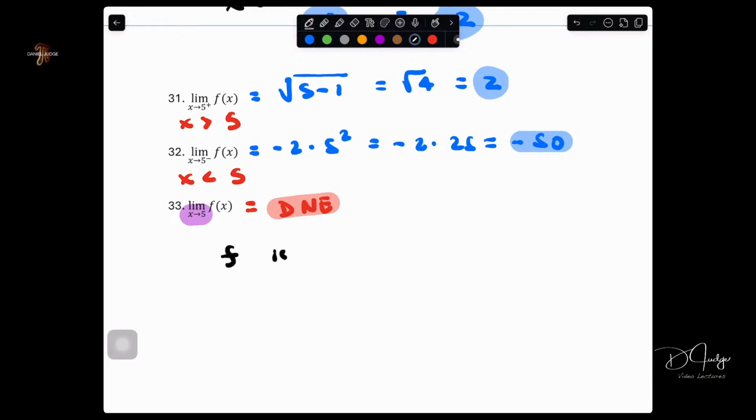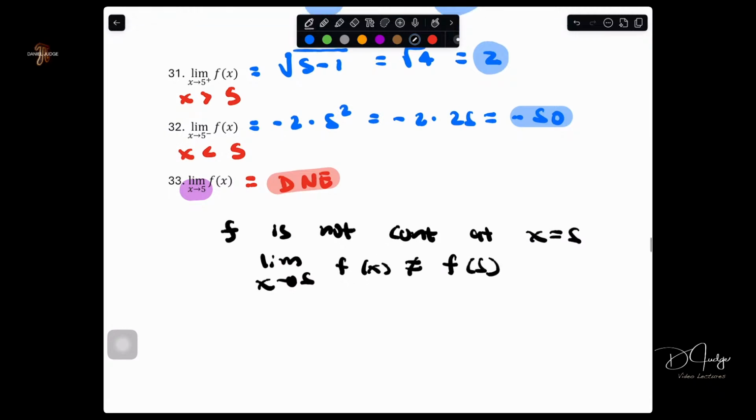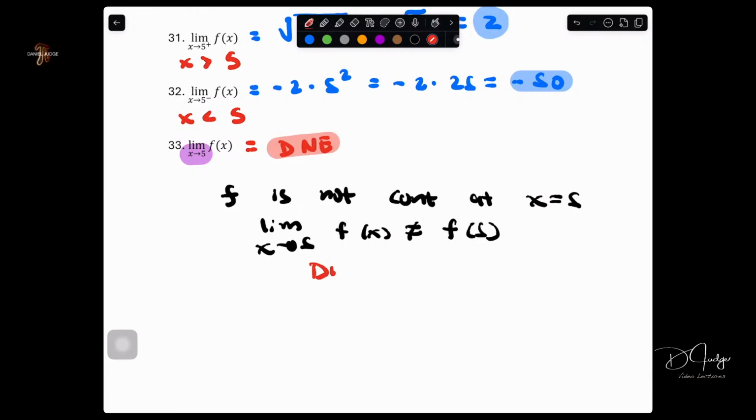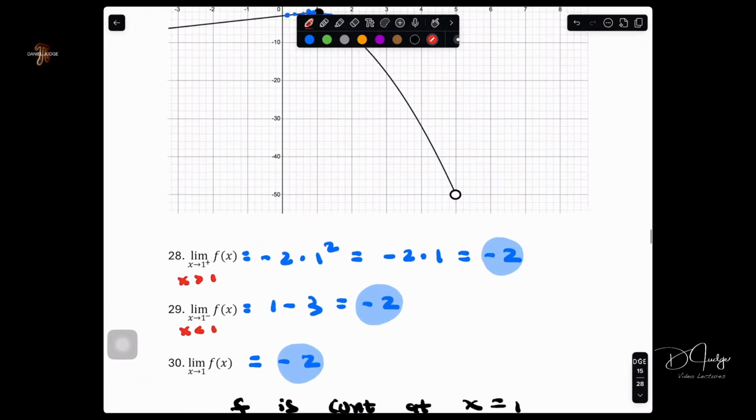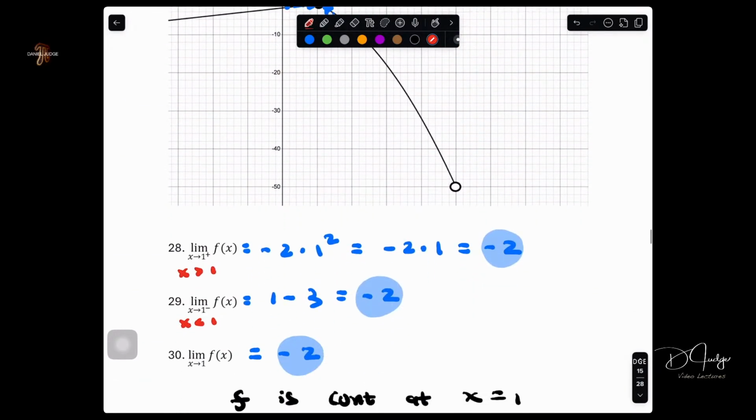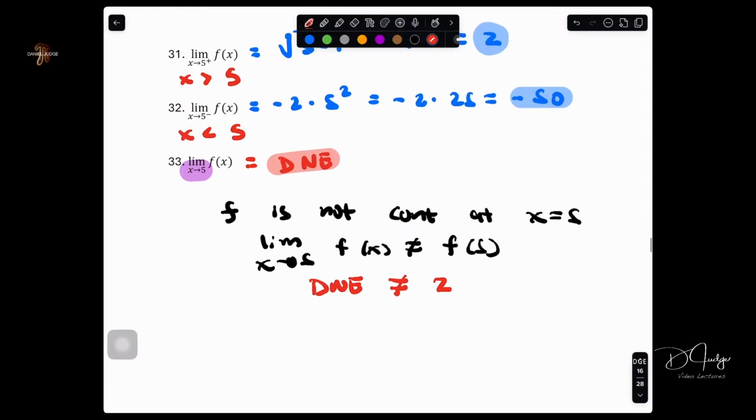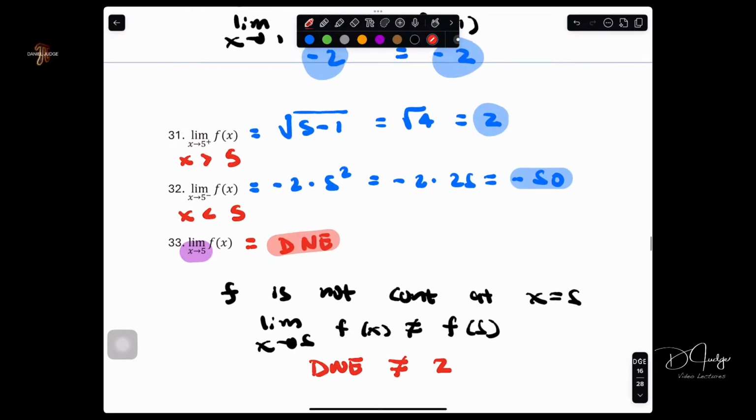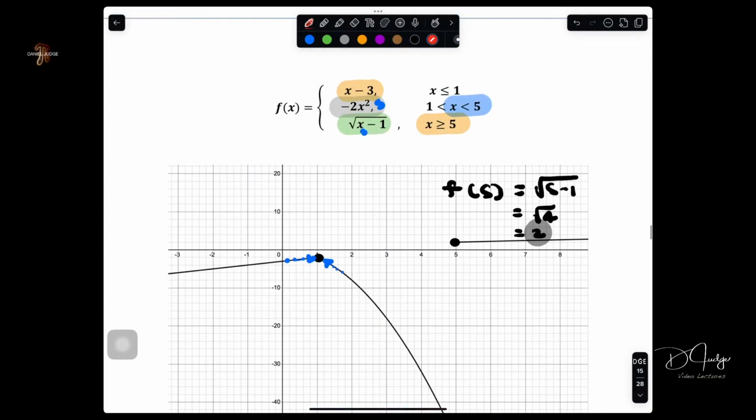Our function f is not continuous at x is 5 because the limit as x goes to 5 of that function does not exist, so it is not the same as f of 5, which looks like that was 2, right? Yeah. Okay. And again, you guys can look at the picture on it. The picture's fine.